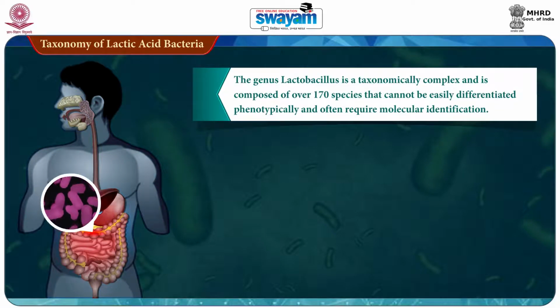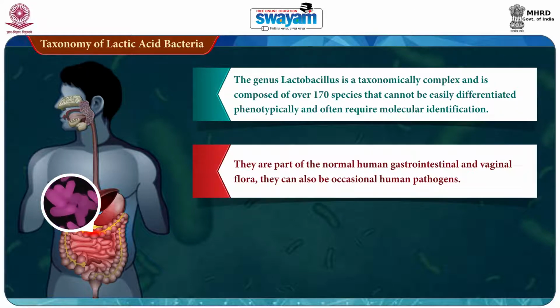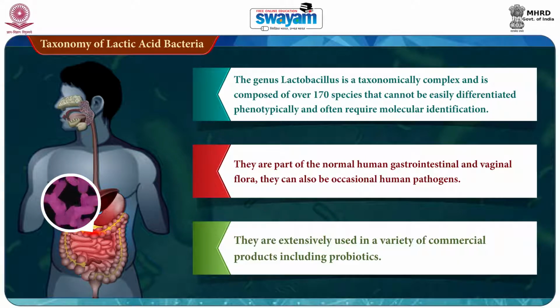The genus Lactobacillus is taxonomically complex and is composed of over 170 species that cannot be easily differentiated phenotypically and often require molecular identification. Although they are part of the normal human gastrointestinal and vaginal flora, they can also be occasional human pathogens. They are extensively used in a variety of commercial products, including probiotics.